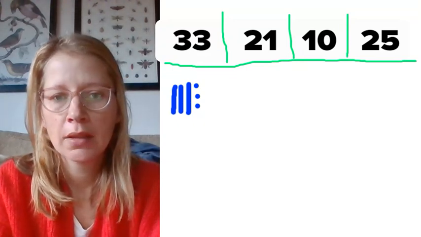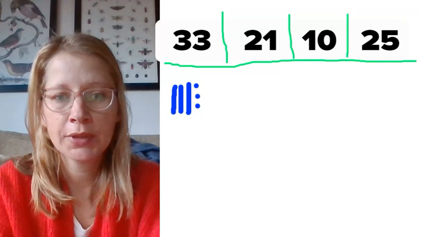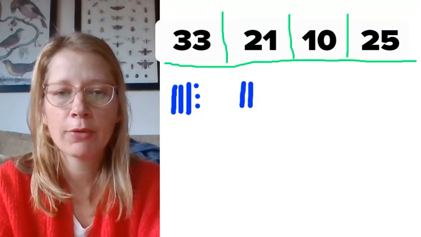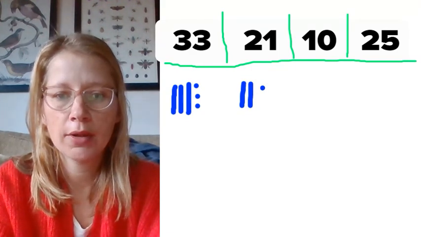All right, let's go over to number 21. In my tens place, I have a 2, which means I have 2 sets of 10. So I'm going to go ahead and draw 2 rods. And I have a 1 in my ones place, so I'm going to put a dot for my 1.